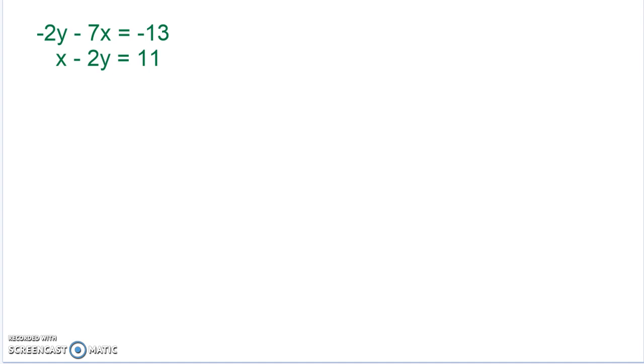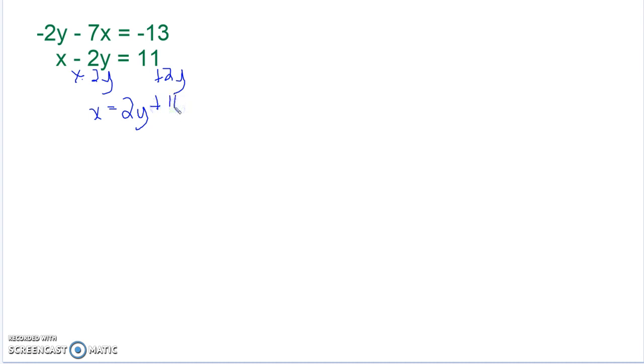Looking at these two, we have negative 2y minus 7x is equal to negative 13, and we have x minus 2y is equal to 11. So right off the bat, I look at the second equation, and that one is going to be fairly simple to solve for x. To solve for x, I just need to add 2y to both sides. And already we've solved for x, so we get x is equal to 2y plus 11.